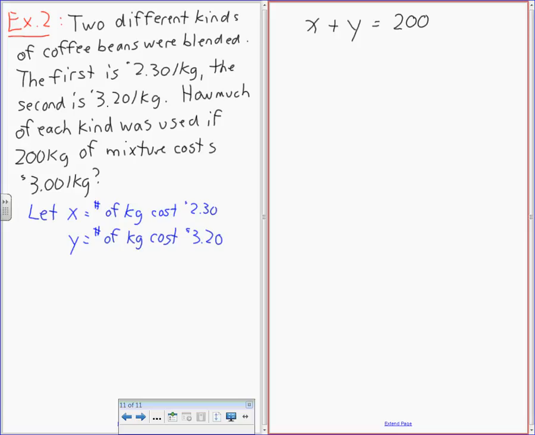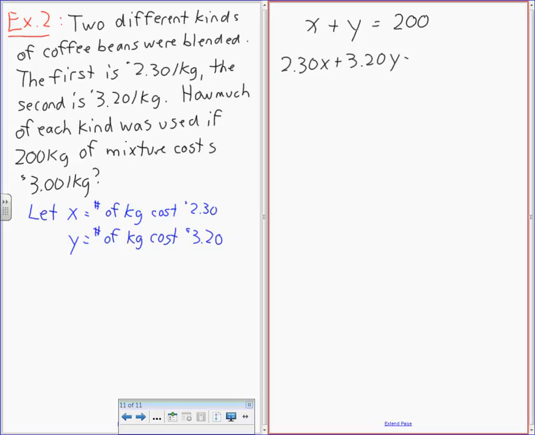Okay, so the point I was trying to say, the way you remember how these questions go, is mass plus mass equals mass, right? Okay, that's what we're doing. The next equation is going to be money, money, money. That's how it's going to go, okay? So who's going to be brave and give me the second equation? 230x plus 320y equals 3.00 times 200.